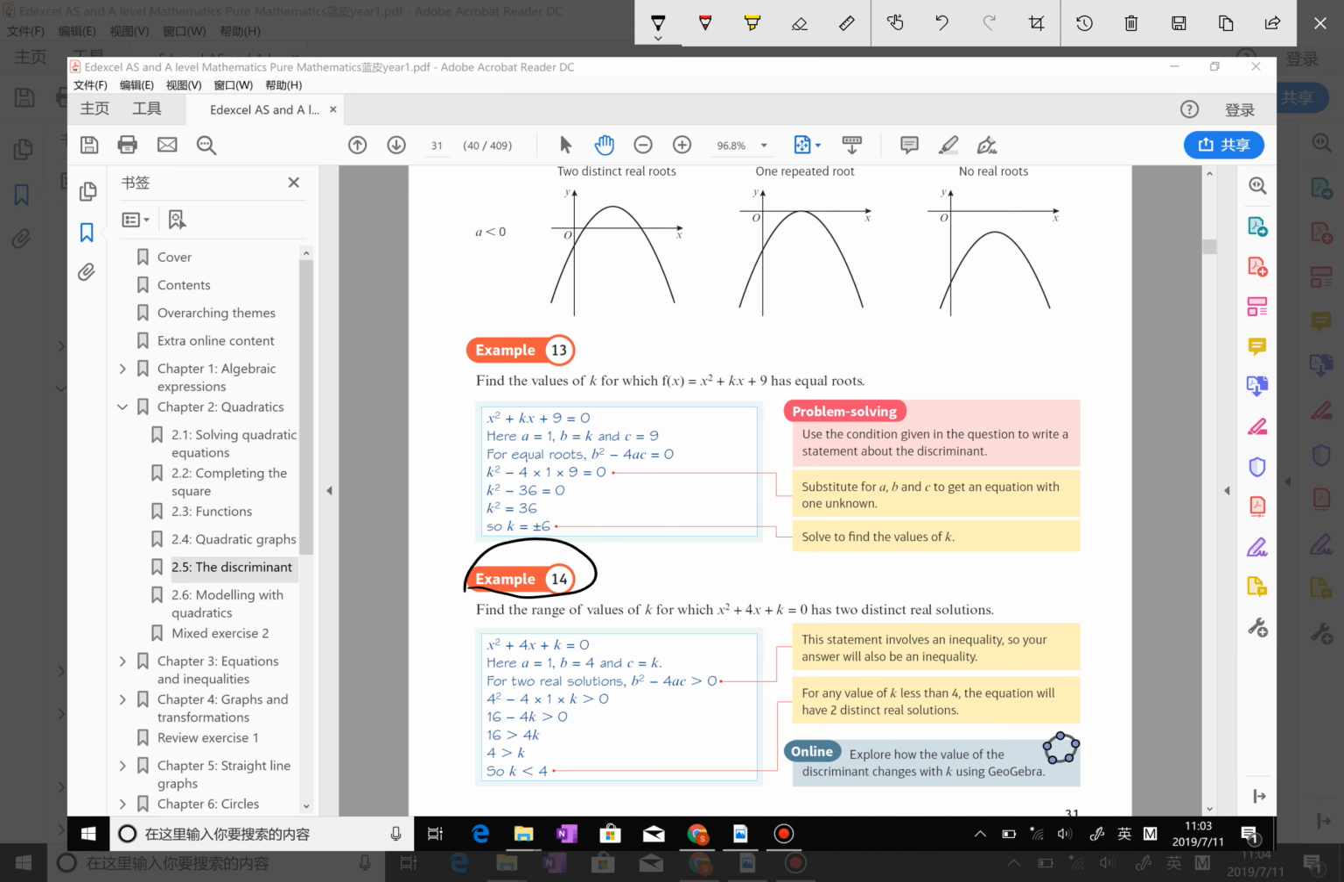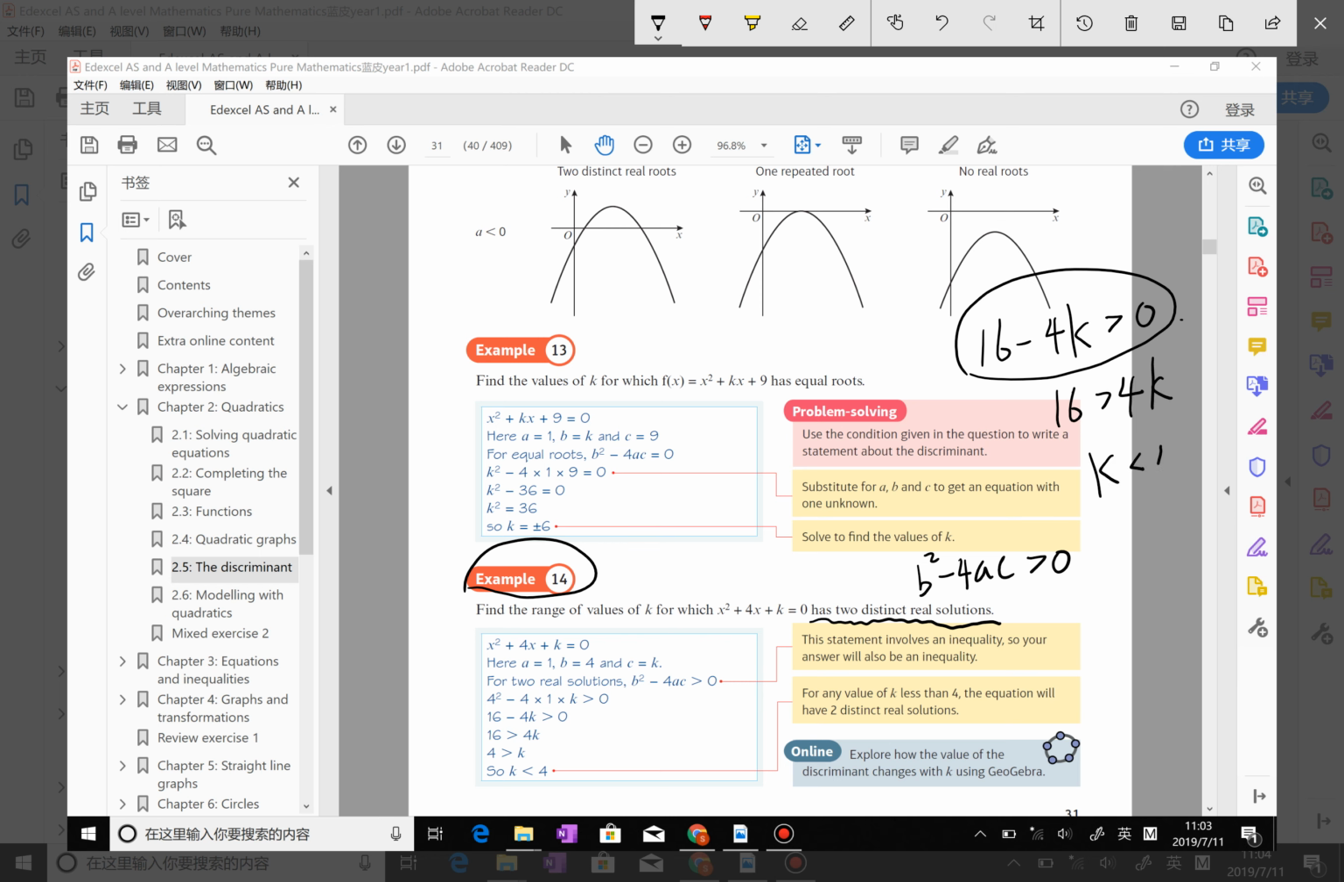Let's look at example 14. Find the range of values of k for which x squared plus 4x plus k has two distinct real solutions, which means the discriminant b squared minus 4ac is greater than 0. So we have 16 minus 4k greater than 0. Try to solve the inequality. We have 16 greater than 4k, then k is less than 4. This is the final answer.